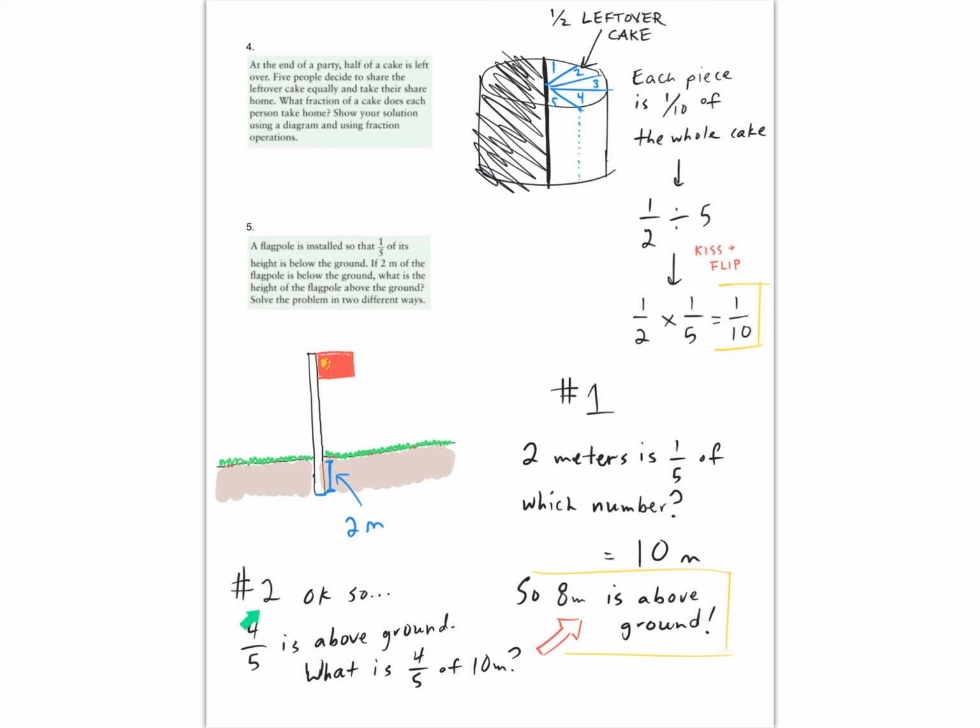Another way to do it is to say, all right, if 4/5 of it is above ground, what would be 4/5 of 10 meters, right? We know 1/5 is below ground and it's 2 meters, so that means 4/5 must be above ground. So 4/5 of 10 meters is 8. So you're going to get 8 meters either way, but that's the distance from the grass to the top of the flagpole.